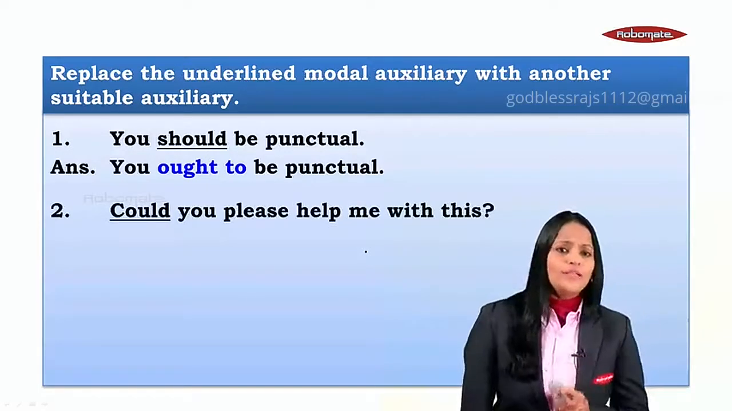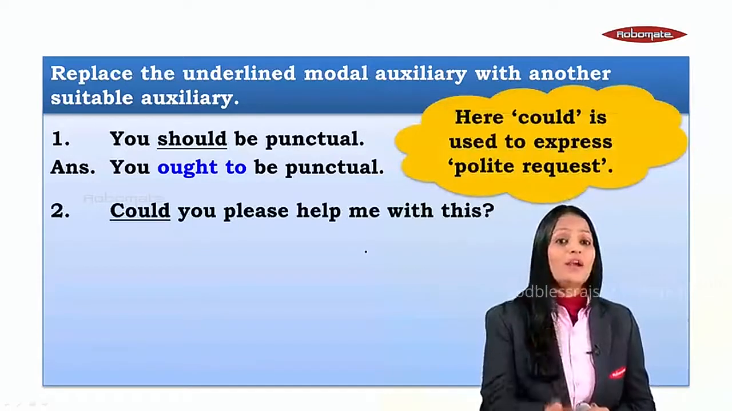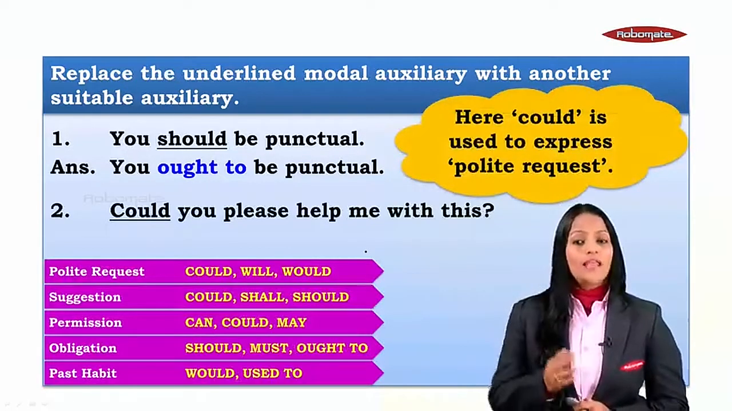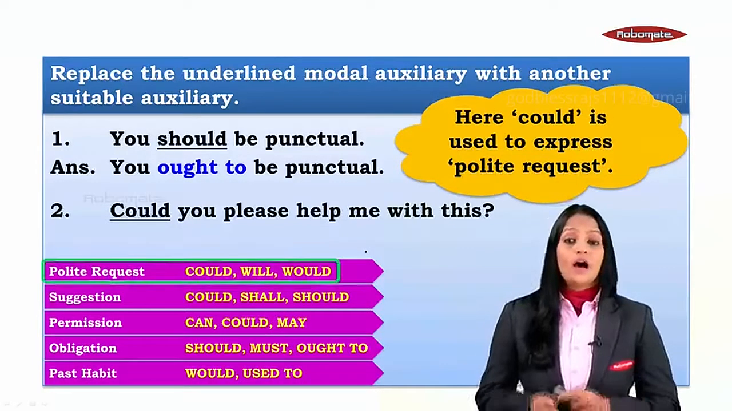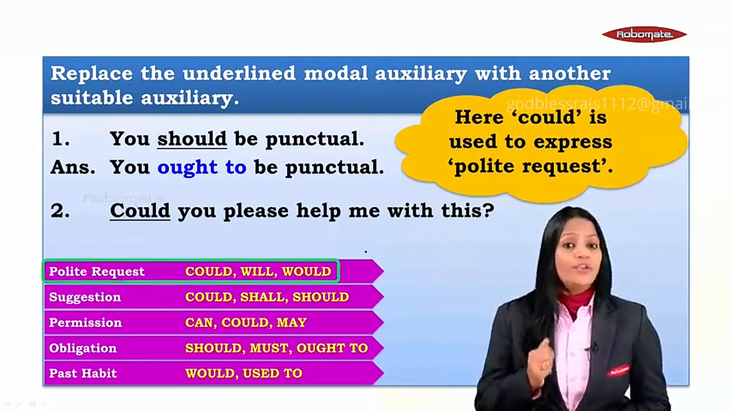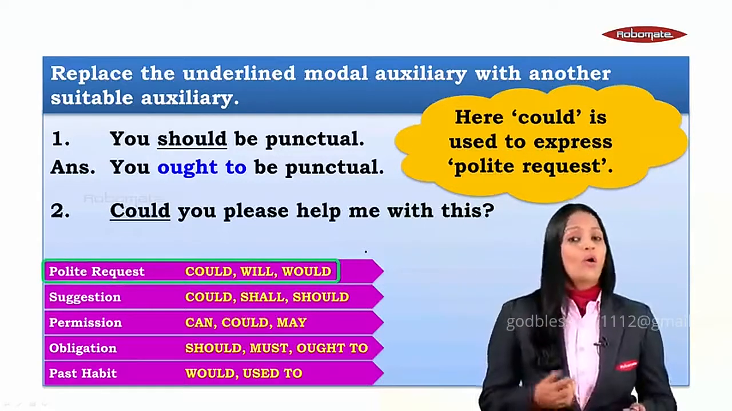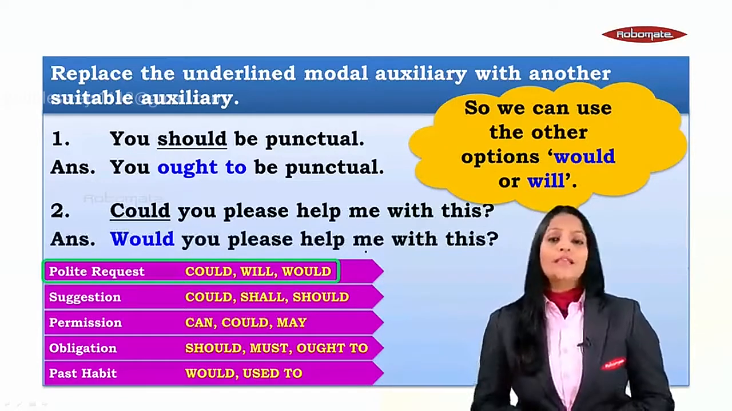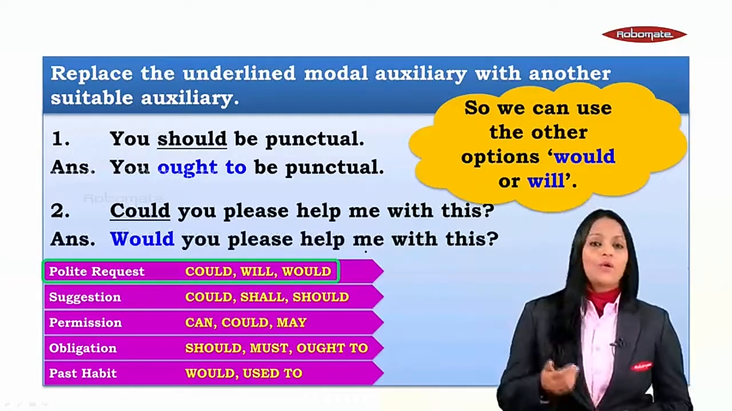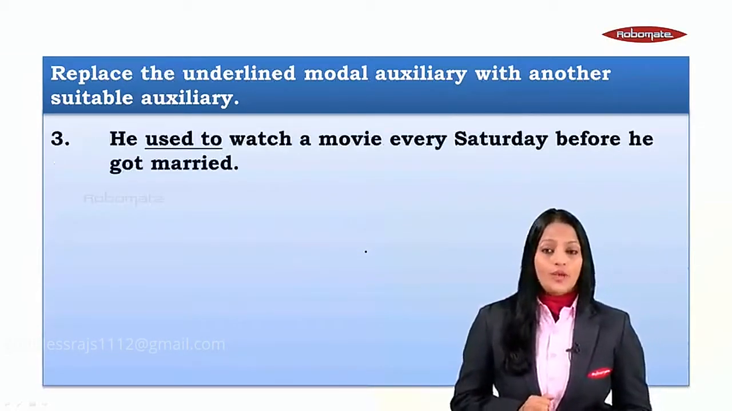Next one, could you please help me with this? What does it sound like? Simple, students, it's a request, a polite request. And again, you can see polite request, we have three possibilities here: could, will, would. Could is already used, so you can replace it with either will or would. In this case, what have we taken? Would you please help me with this? You can also write, will you please help me with this? Both are correct.